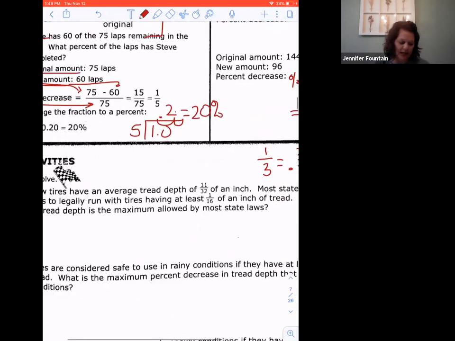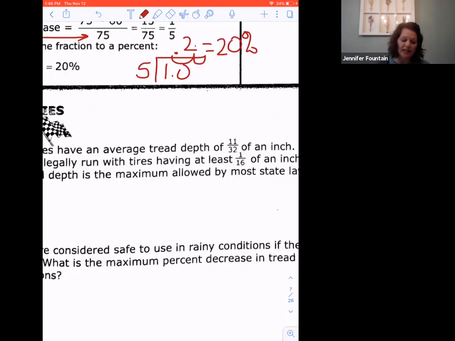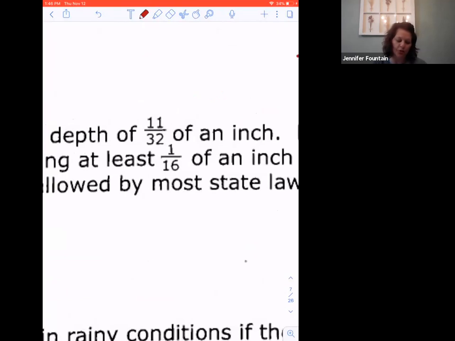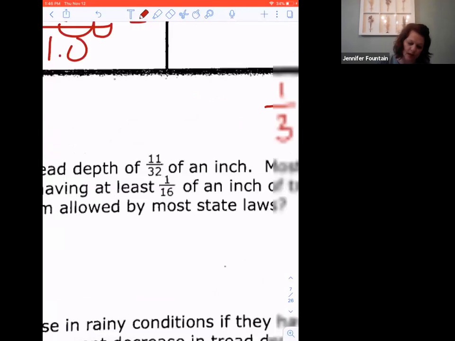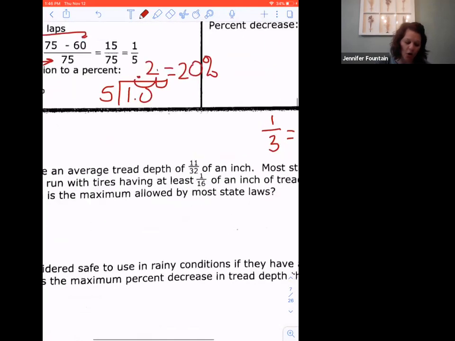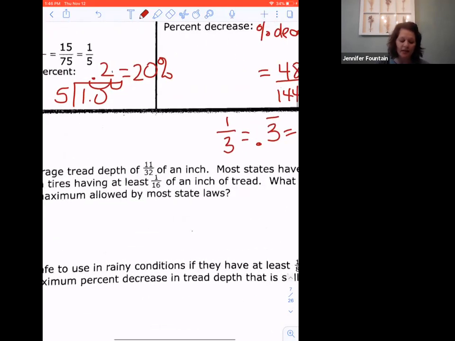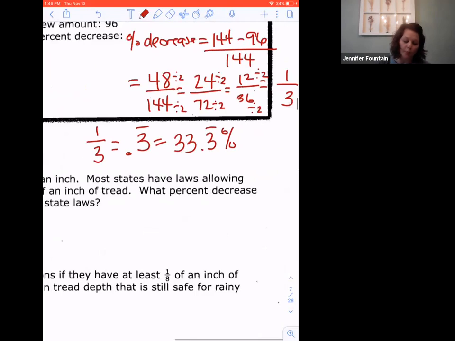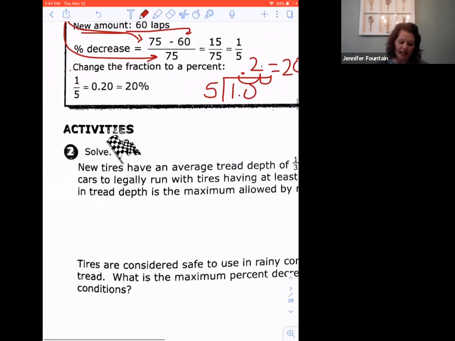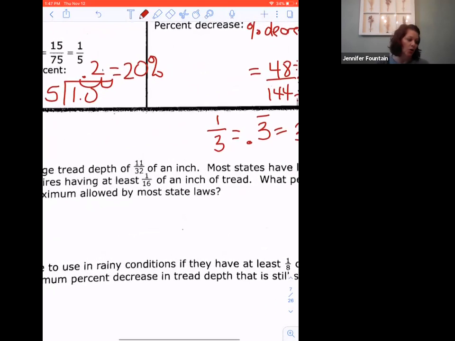Let's go ahead and look at the next one. New tires have an average tread depth of 11 over 32 of an inch, or 11/32 of an inch. Most states have laws allowing cars to legally run with tires having at least 1/16 of an inch of tread. What percent decrease in tread depth is the maximum allowed by most state laws?